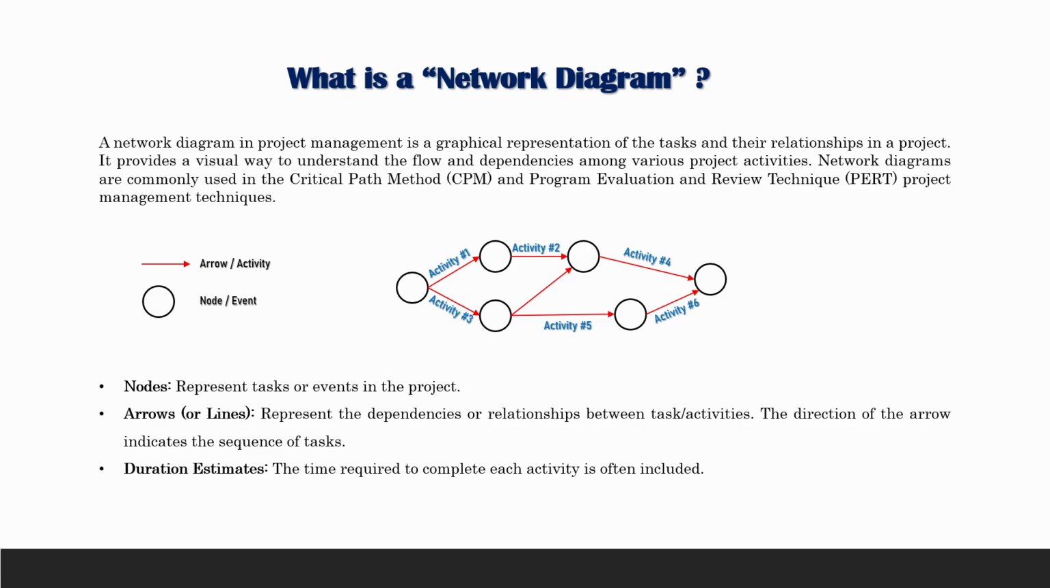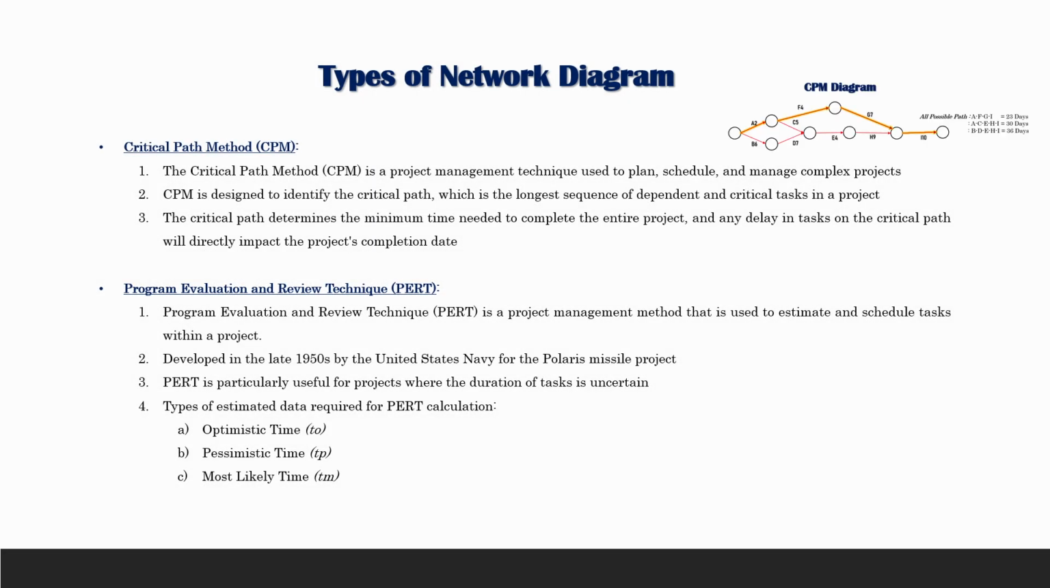Nodes symbolize tasks or activities. Arrows or lines connect these nodes, portraying the intricate web of dependencies that bind tasks together. Woven into this are duration estimates, offering insight into the time required for each activity's completion. Transitioning to project management techniques, we encounter the critical path method, CPM, designed for the orchestration of complex projects. CPM identifies the critical path, the longest sequence of dependent and critical tasks. This path determines the minimum time needed to complete the entire project. Any delay in this critical path directly impacts the project's completion date, emphasizing the significance of meticulous planning and execution.